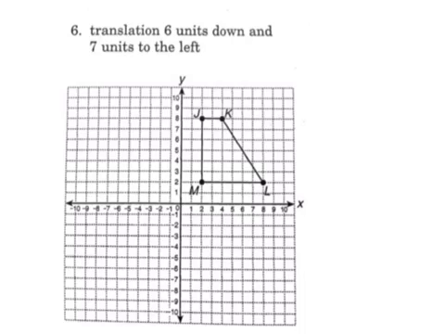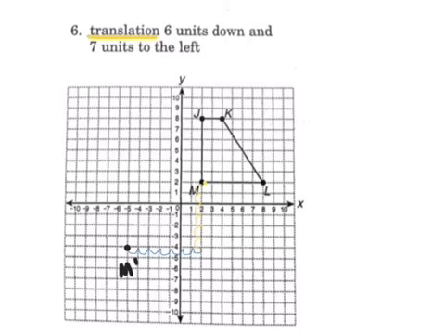Okay, number 6, we're going to translate. That means slide 6 down and 7 to the left. So start with whichever ordered pair you want. I'm going to start with letter M. And we go 6 down. 1, 2, 3, 4, 5, 6. And then 7 units to the left. Let me change colors here. 1, 2, 3, 4, 5, 6, 7. Puts us right there. Then plot our point. Boom. That's M prime right there.